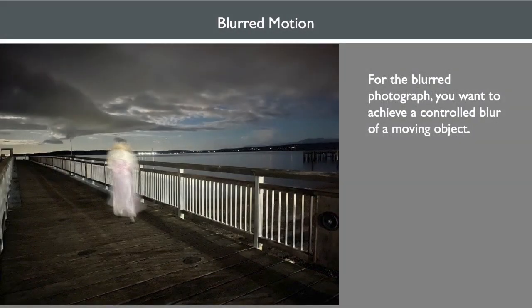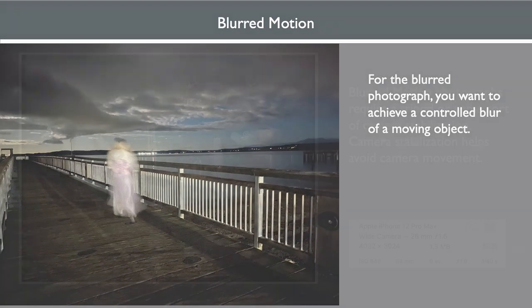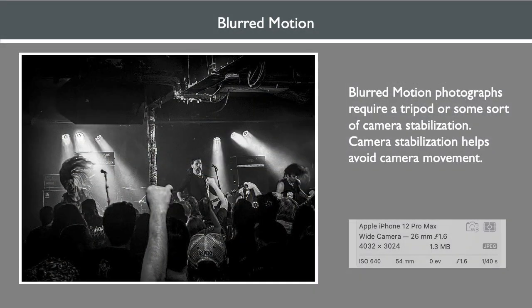For the blurred photograph, you want to achieve a controlled blur of a moving object. Blurred motion photographs require a tripod or some sort of camera stabilization. Camera stabilization helps avoid camera movement, which is not a controlled blur. In this photograph, which is taken at 1/40th of a second, the hair on the bass player is slightly blurred.